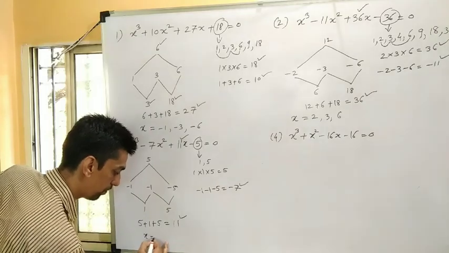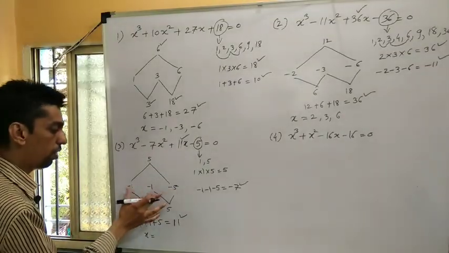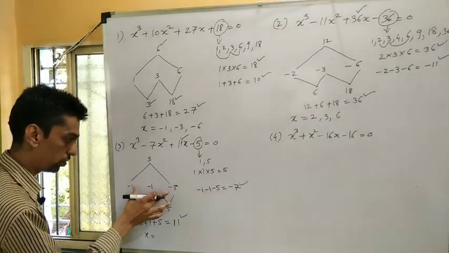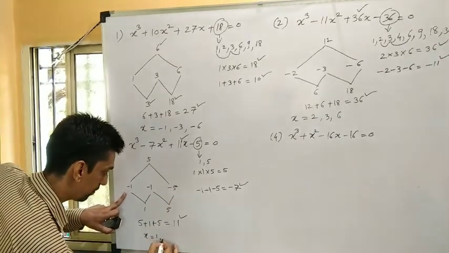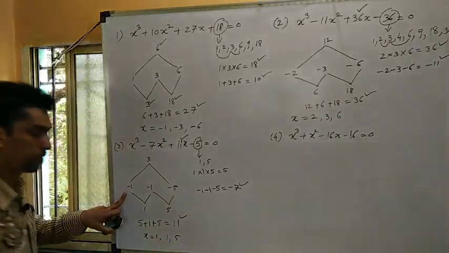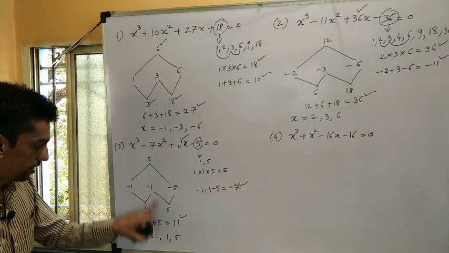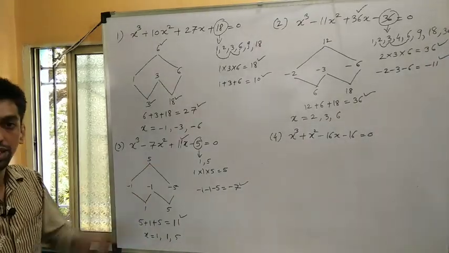So the roots of these equations are the opposite sign of these values. So minus 1, minus 1, minus 5. So if we take the opposite sign of this, it will be the roots of the given equation. So minus 1 becomes plus 1, this is also plus 1, this is plus 5. So these are the roots of these equations.